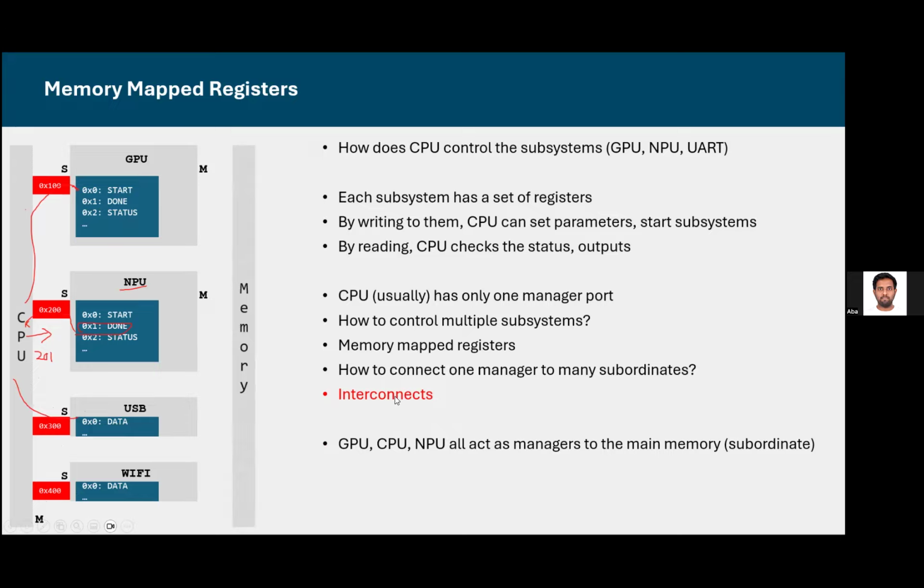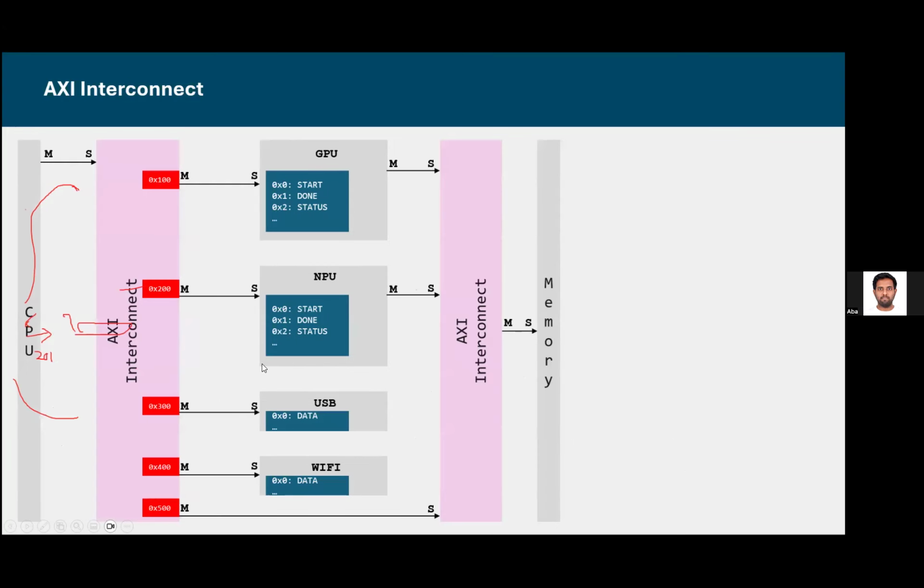The other way is, now all of these, the CPU, GPU, NPU, they all act as managers to the memory. So how do you connect all of them to one subordinate? Again, you use an interconnect. This is how they are wired together physically. What you do is you use an AXI interconnect. As I told you, an AXI bus is always point to point, so you have only one manager per bus. So this is one and this is one, and like that.